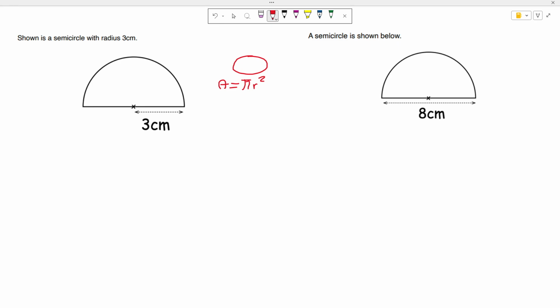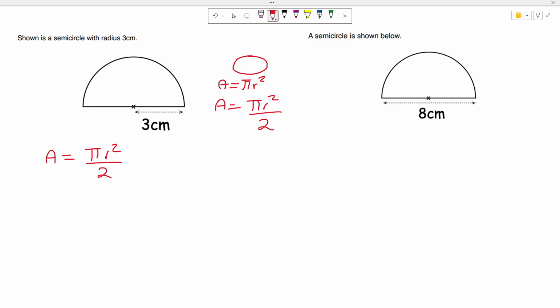Now, if the area of a full circle is pi r squared, the area of a half circle or semicircle will be pi r squared divided by 2. Does that make sense? Pi r squared divided by 2. Now, let's substitute the values here. So we have pi r squared divided by 2 as our formula.